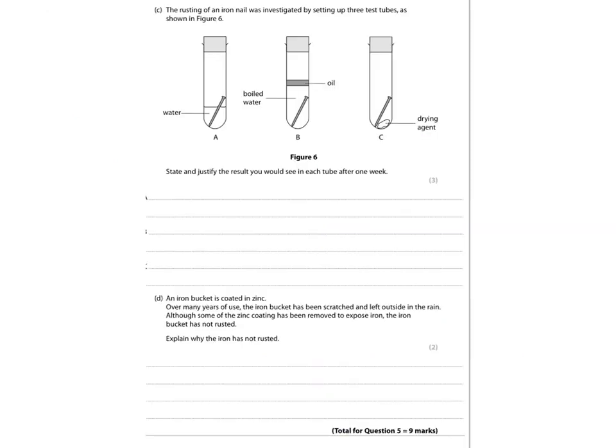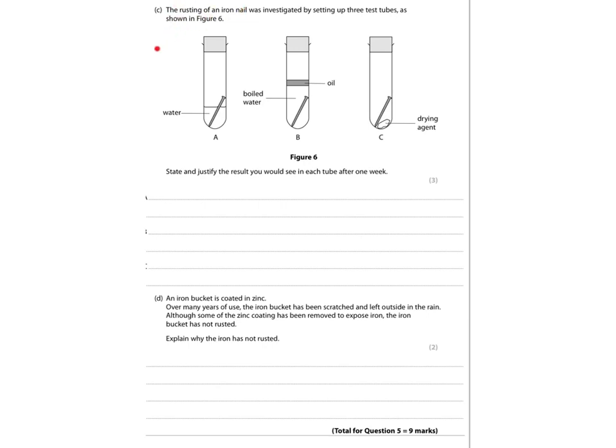So 5C says the rusting of an iron nail was investigated by setting up 3 test tubes as shown in figure 6. So we've got test tube A, which just says water, test tube B, boiled water covered with oil, and test tube C, no water and a drying agent. State and justify the results you would see in each test tube after 1 week. So a drying agent, just in case you don't know, is something which soaks up all moisture, removes all water.